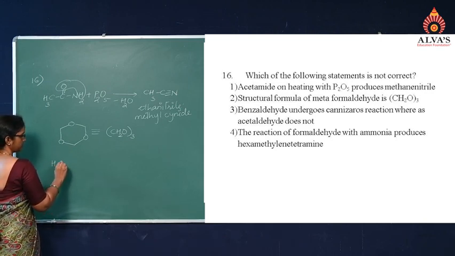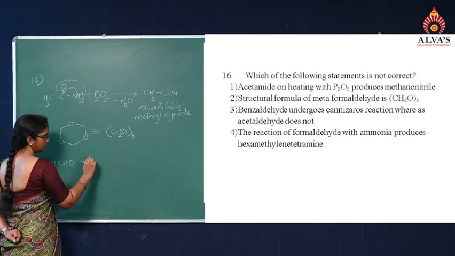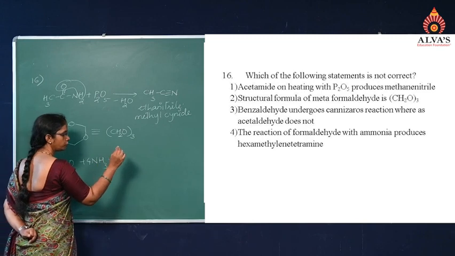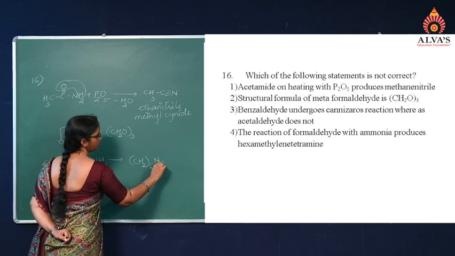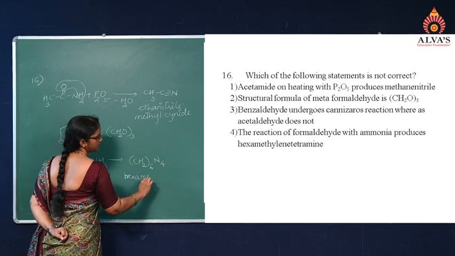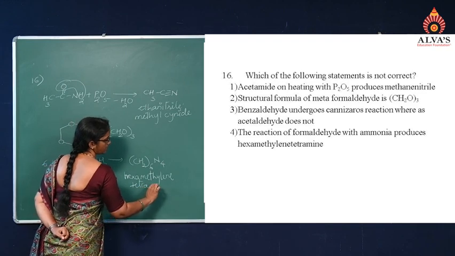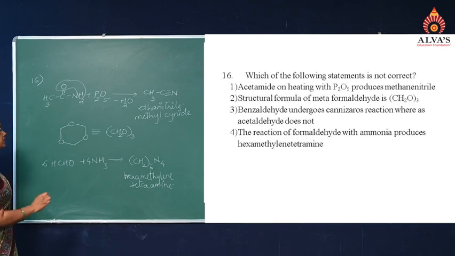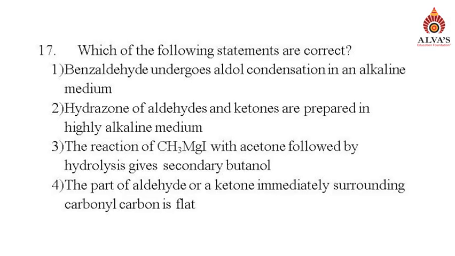Option 4, reaction of formaldehyde with ammonia. Formaldehyde is HCHO. When you make it react with ammonia, it undergoes reaction to form (CH2)6N4. This compound which is formed is called hexamethylene tetraamine. Hence, option 4 is also correct. So, the wrong statement is option 1. Answer is 1.